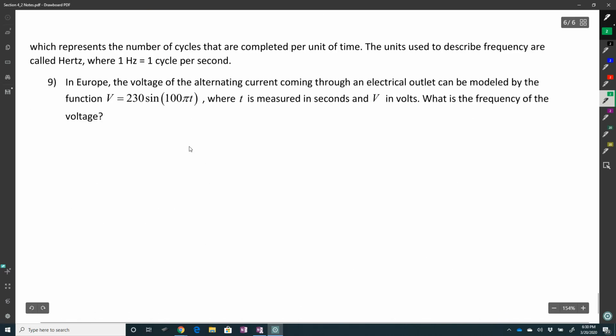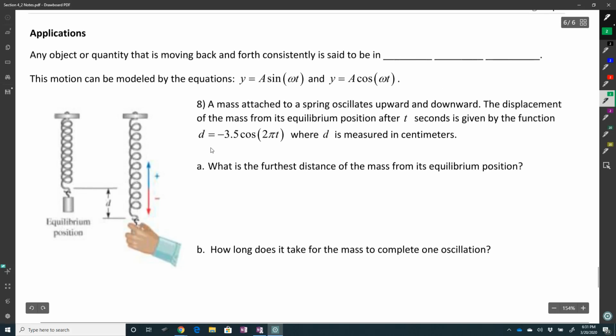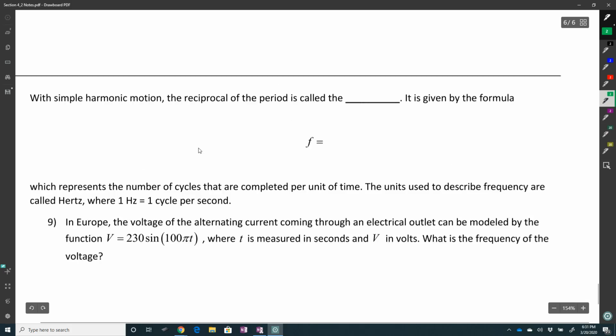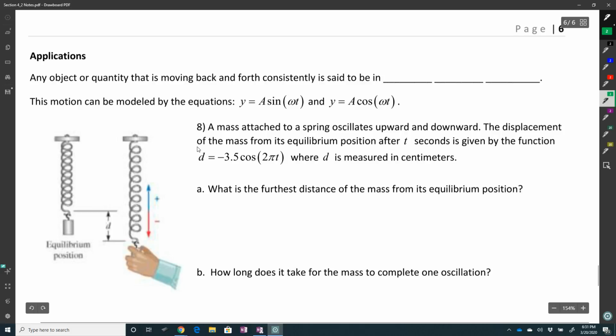All right, and then the last thing here is applications. Again, I'm going to do the first one. The second one I'll leave to y'all. But anyway, so an application of this is any object or quantity that's moving back and forth consistently is said to be in simple harmonic motion. Again, I need to adjust the thickness of these things, but harmonic motion. So it can be used to model the equations.